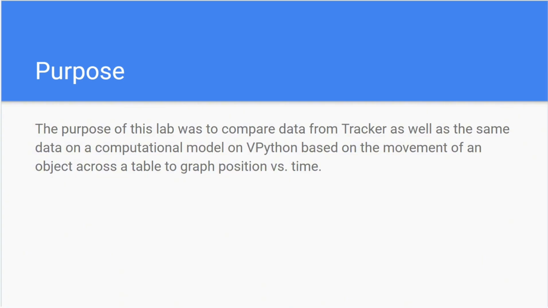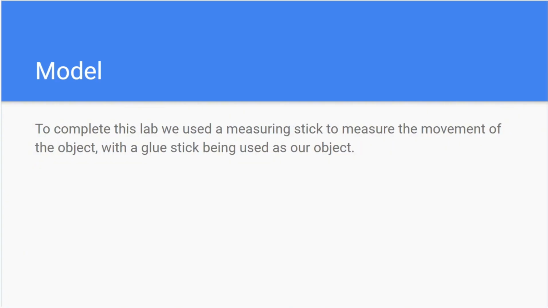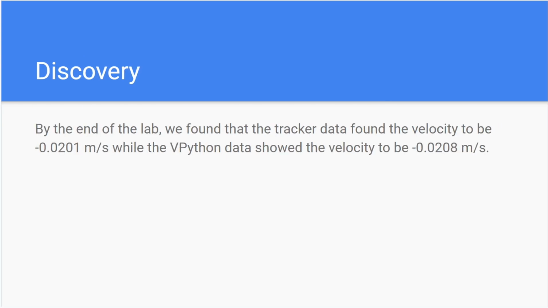Introduction. The purpose of this lab was to compare data from Tracker as well as the same data on a computational model on VPython based on the movement of an object across a table to graph position versus time. To complete this lab, we used a measuring stick to measure the movement of the object, the glue stick being used as our object. By the end of the lab, we found that the Tracker data found the velocity to be negative 0.0201 meters per second, while the VPython data showed the velocity to be negative 0.0208 meters per second.